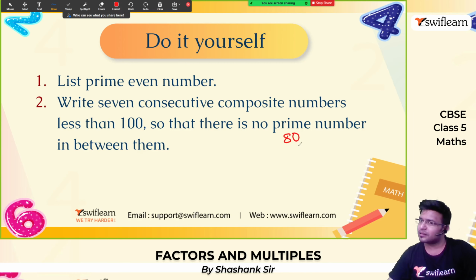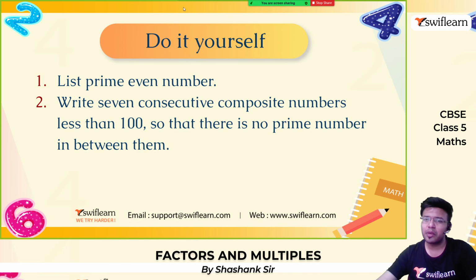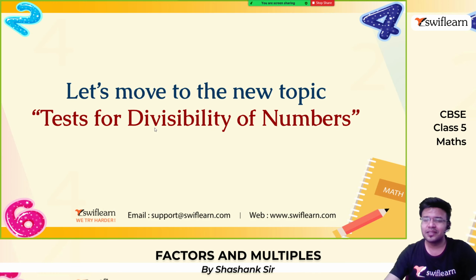80 is a composite number. 81, 82, 83. What about 83? 83 is a prime number. Okay, so yes, there may be something which we need to check. Make a list of 1 to 100, cancel all the composite numbers and check.